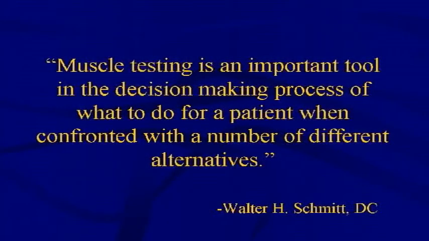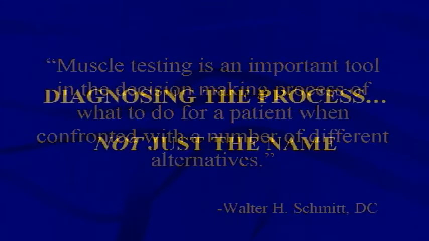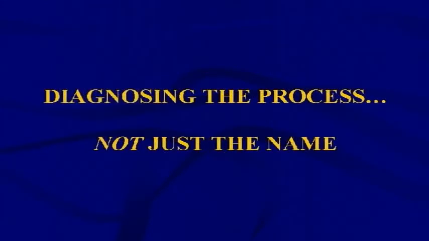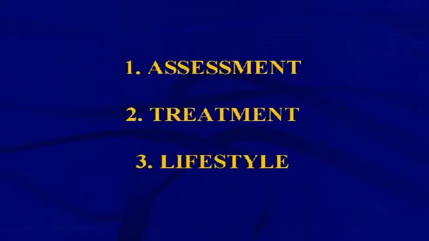So we have this cerebellum like a football field. And muscle testing becomes an important tool in the decision-making process of what to do for a patient when we have all these different alternatives. We want to diagnose the process, not just the name. We do a variety of different types of assessment: by muscle testing, lab assessment, history, and other physical and neurological exam procedures, whatever you want to do. Based on our assessment, we do treatment, and we can make lifestyle recommendations. What we're talking about this weekend involves both treatment and lifestyle recommendations in the form of dietary recommendations for patients.